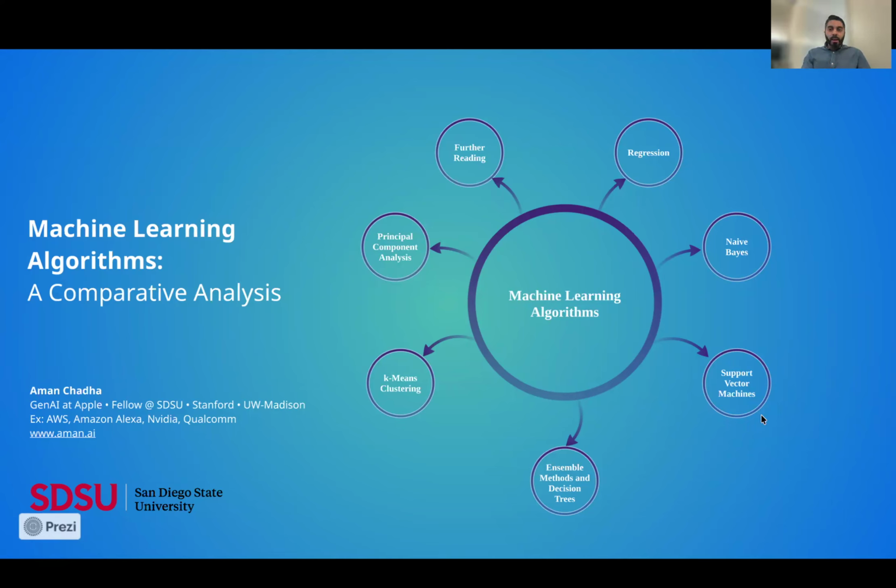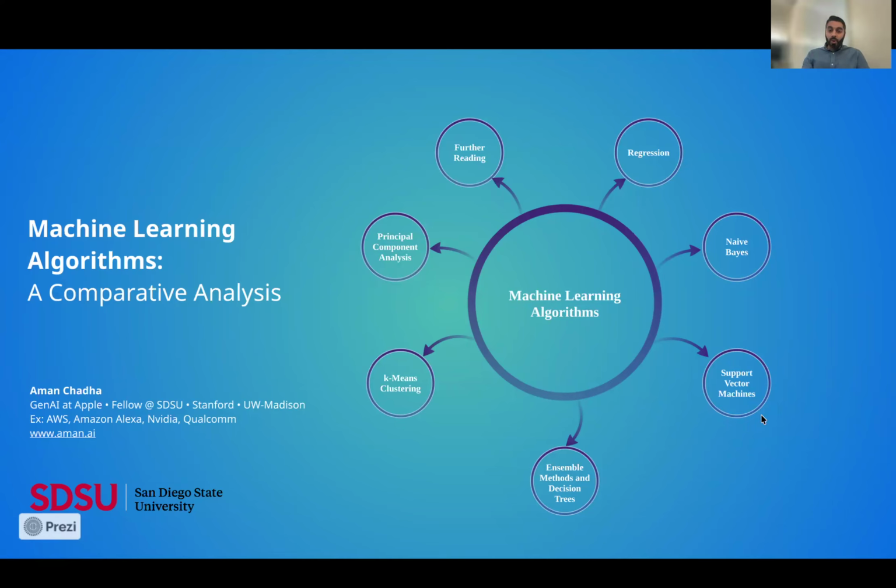And as a generative AI manager at Apple, and I'm also a generative AI fellow at SDSU, I work with a whole lot of these different algorithms for various different industrial use cases. I know a lot of the momentum recently has been on the generative AI side of things in AI, but ML algorithms are absolutely pretty much utilized in a whole lot of different use cases, especially ones that are latency sensitive.